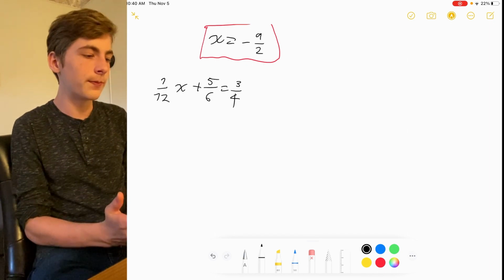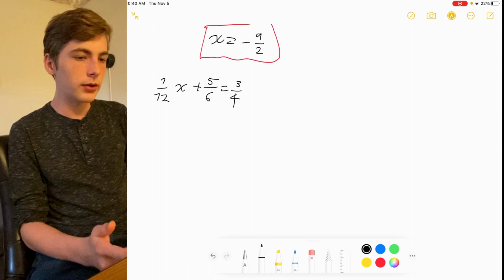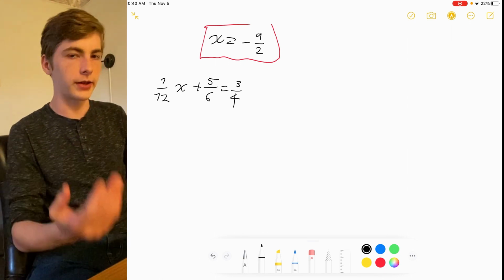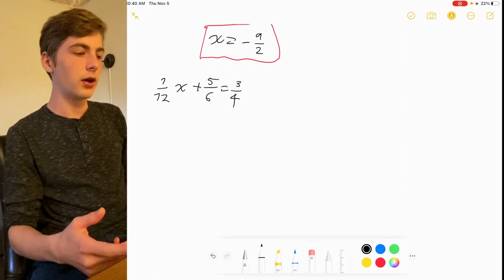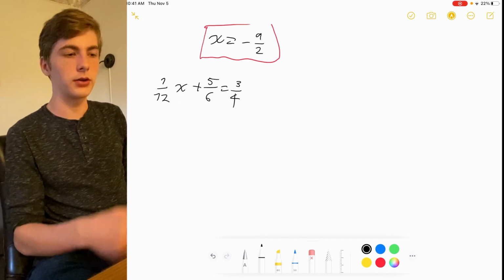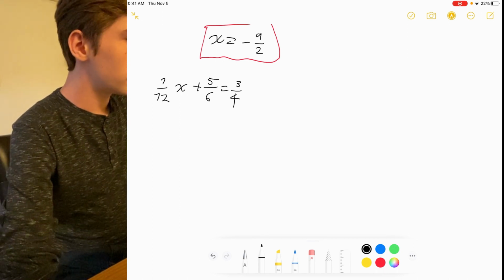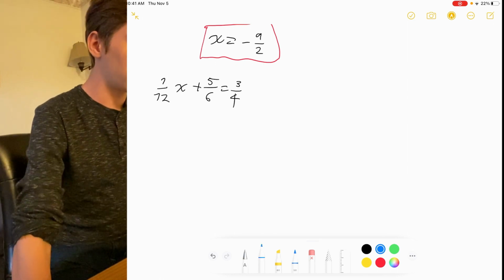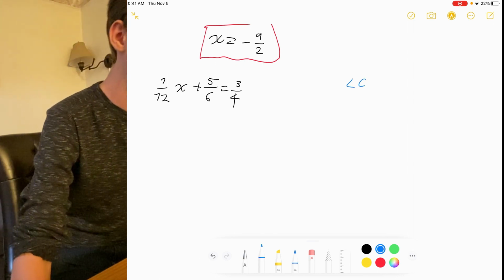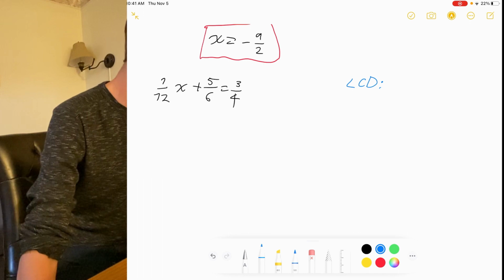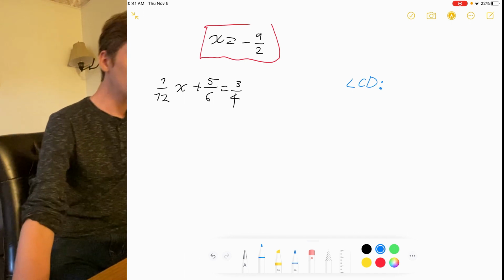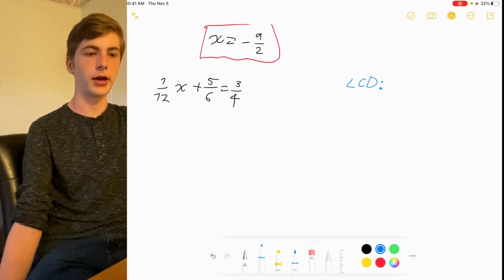What are we going to do? Well, the first step, kind of towards simplifying these problems, get rid of the fractions, right? We don't like fractions. Fractions make things difficult. And so what's the easiest way to do that? Well, the easiest way to do that is actually to find the LCD and multiply both sides of the equation by the LCD.